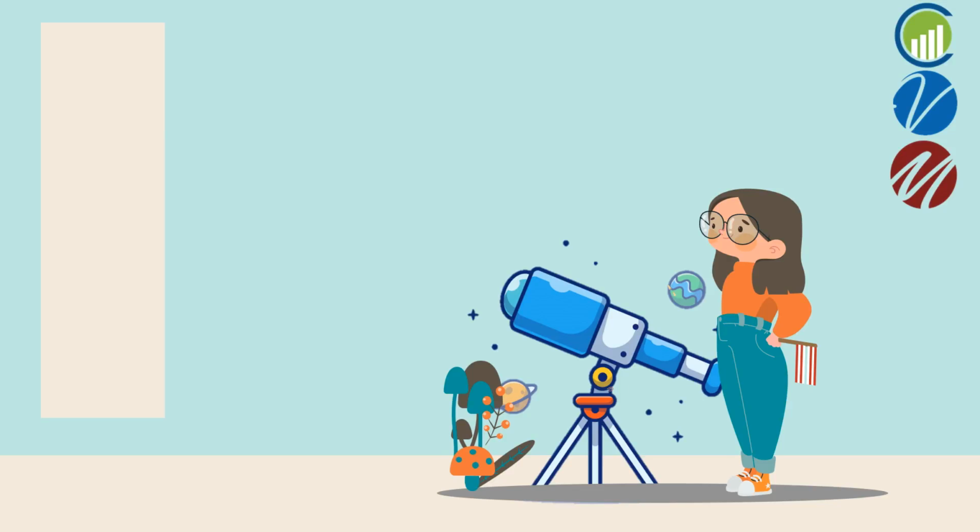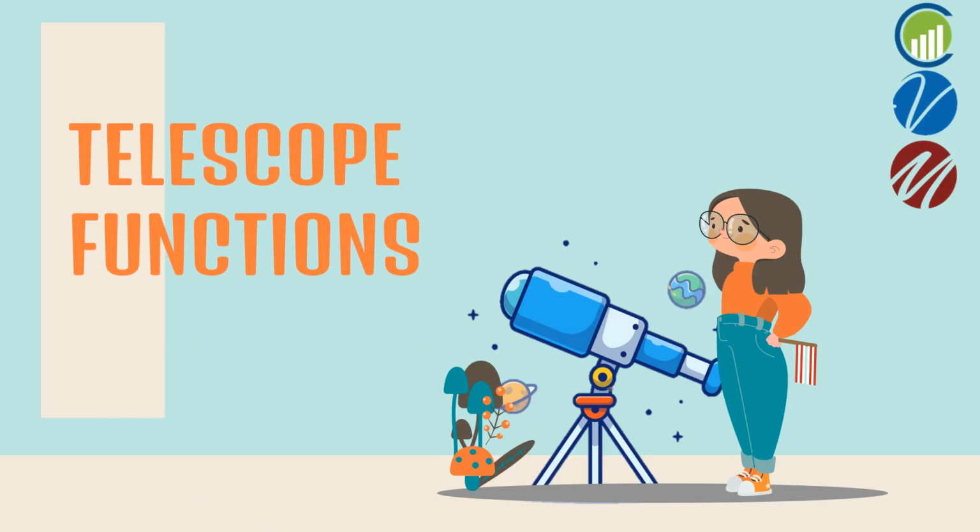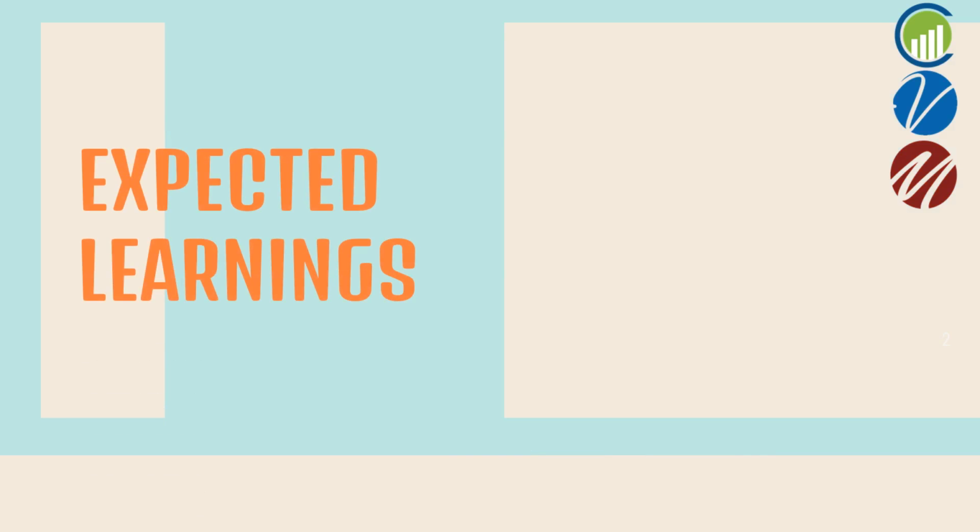So the topic for today is telescope functions for 6th graders. Let's check first our expected learnings. It is expected to understand the uses of a telescope and also know the different types of lenses, mirrors, etc. Let's go.